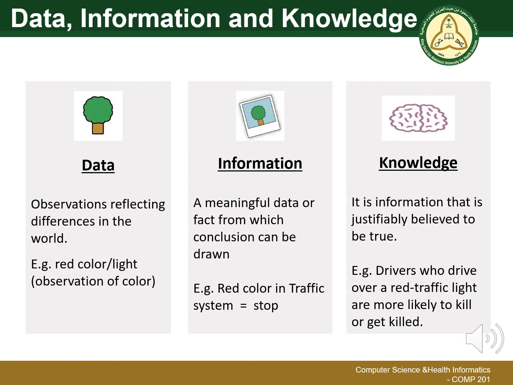So, first of all, let's start to define each of the following: data, information, and knowledge. Data: observations reflecting differences in the world. So it comes in a form of signs and signals. ممكن تكون numbers, ممكن تكون words, or any other signs that represent discrete facts about an object. So data doesn't have any meaning. Like for example, if I'm observing the color of the light and I say red color or red light, here I'm just giving data. أنا جالسة مجرد إني أعطي بيانات. This data doesn't have any meaning. And information is data that has a meaning.